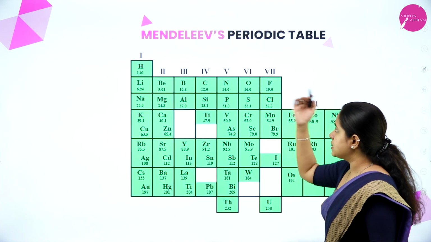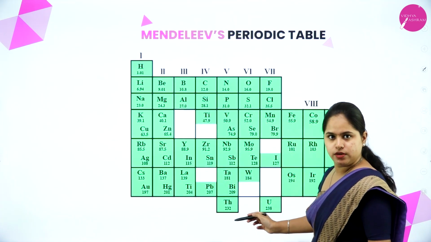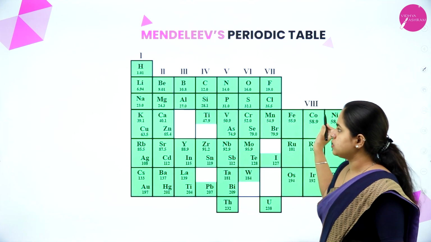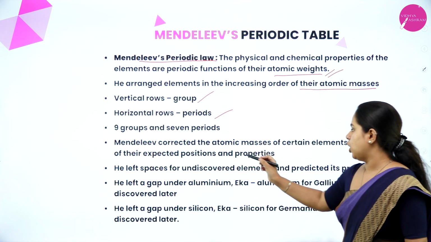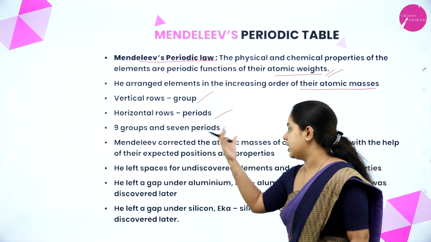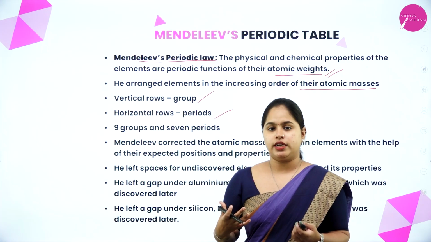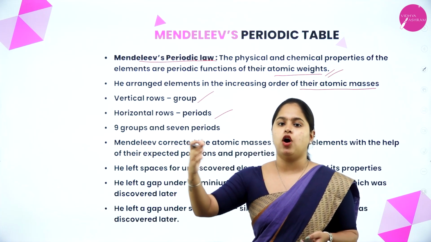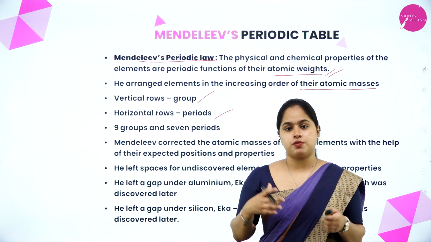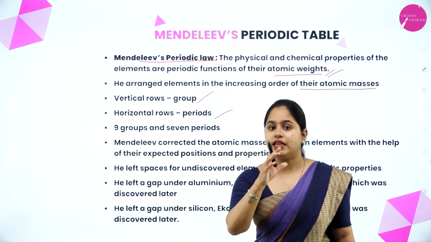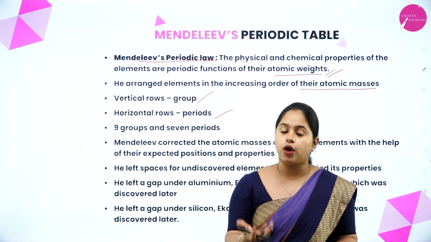As you can see, this is Mendeleev's periodic table. These horizontal rows are called periods and the vertical columns are called groups. Then Mendeleev corrected the atomic masses of certain elements with the help of their expected positions and properties. So what did we understand till now? In Mendeleev's periodic table, elements are arranged in the increasing order of their atomic weights. When Mendeleev was developing his periodic table, he left some gaps in between, wherein he was able to already predict the properties of those elements.